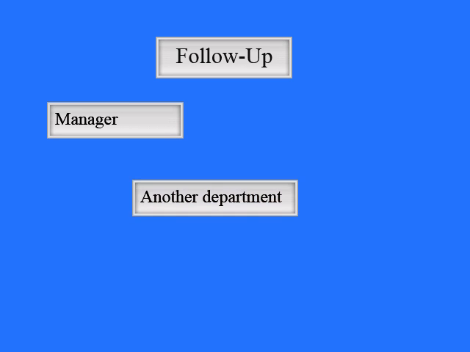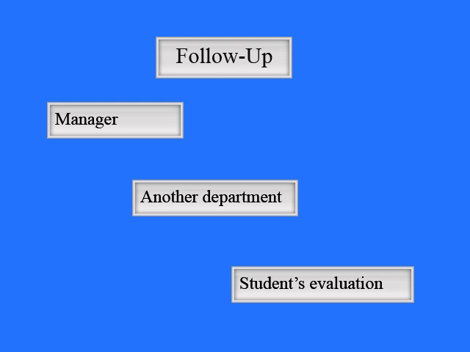Follow-up. The follow-up will be based on 3 parts. The first part is through the manager, who may monitor based on the daily activity. The second part is through another department. The number of mistakes and feedback is very important. The third part is through students' evaluation on how happy they have been with certain services, such as the length of time for them to get registered.